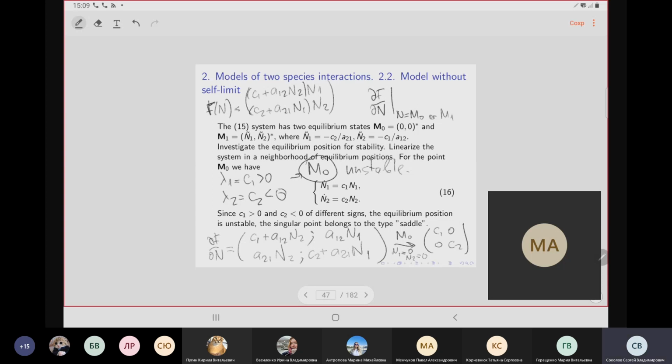And the next one, we need to analyze the point M1. But I think we can do it in the next lecture because the time is running out. So, do you have any questions? No, I don't think so.